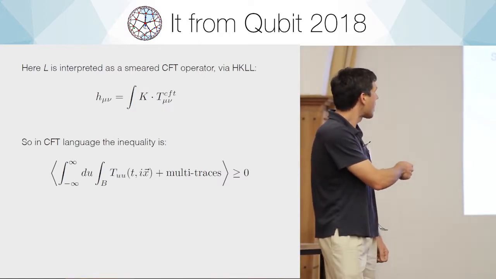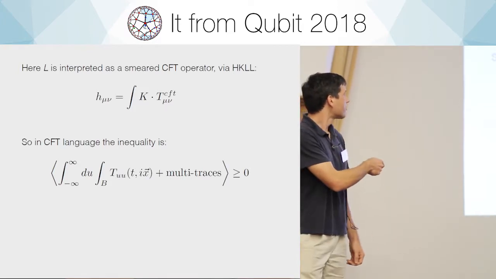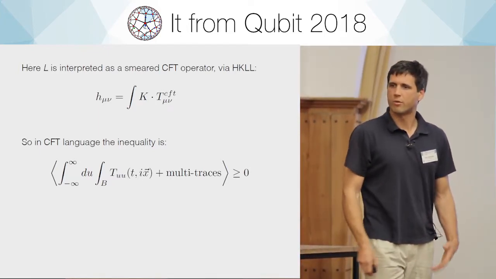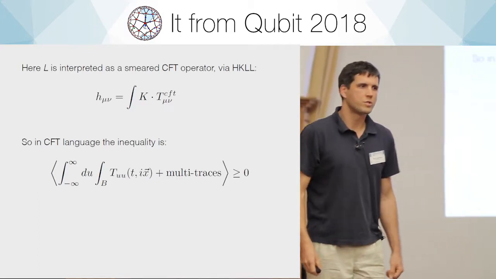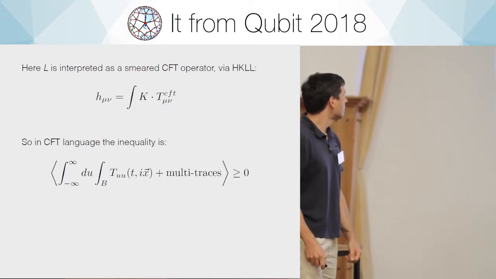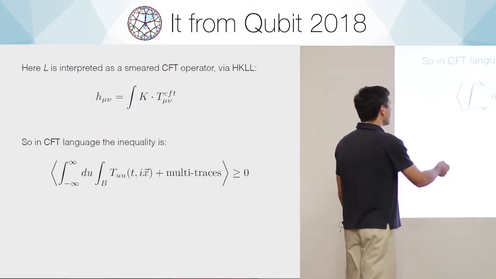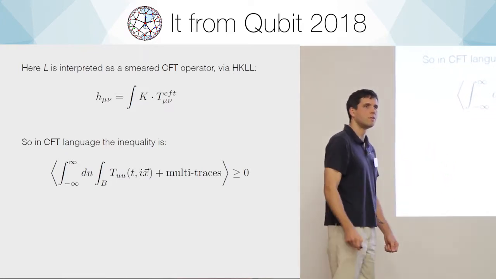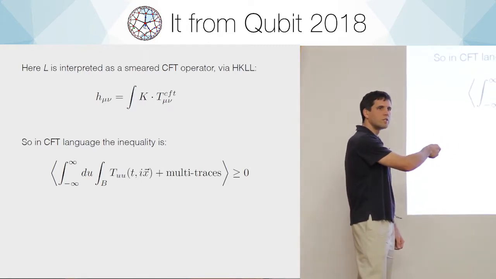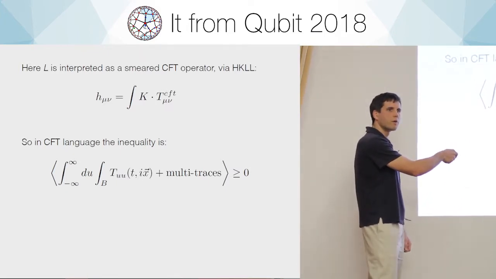I've been calling this L an operator, so let me explain briefly what I mean by that. This is an integral of the bulk metric perturbation, but you can view the bulk metric perturbation as an operator in the CFT, for example, using these HKLL formulas that smear them over some region in the boundary. So in CFT language, the constraint I'm talking about here involves some smearing of the stress tensor. The integral over U is the integral over the geodesic in the bulk, over the null line in the bulk, and this is the HKLL smearing.